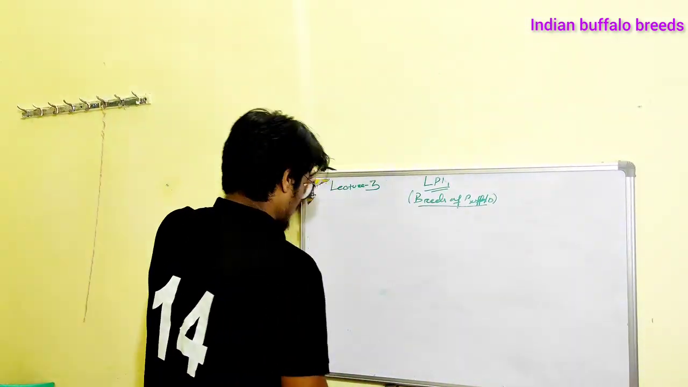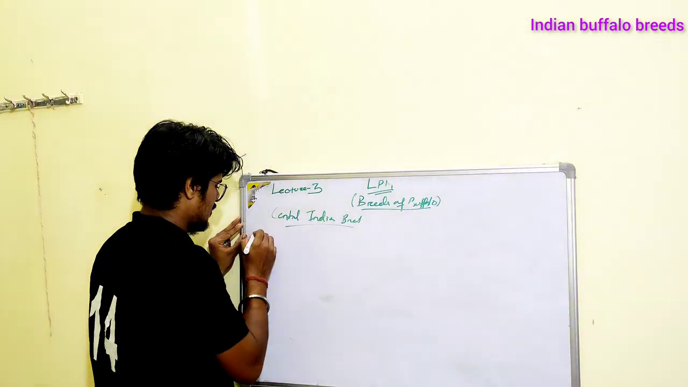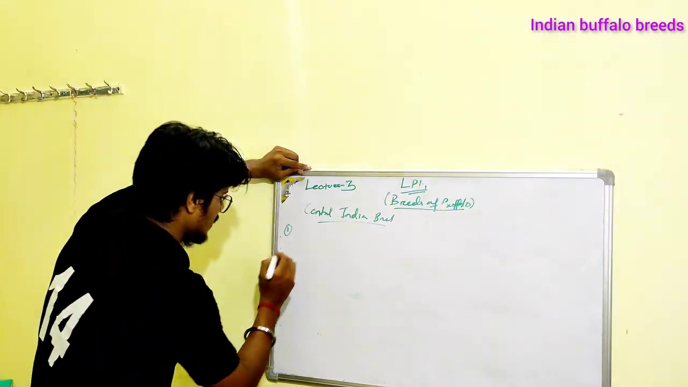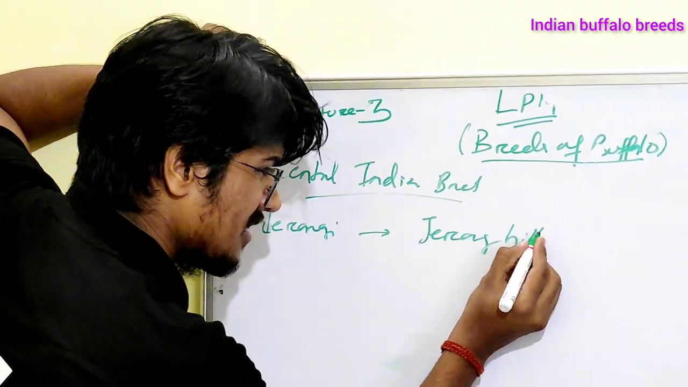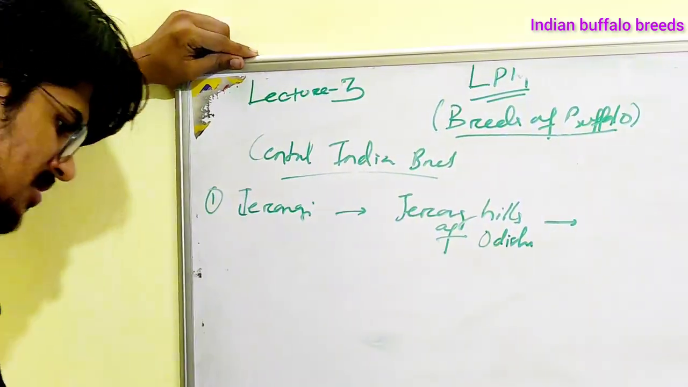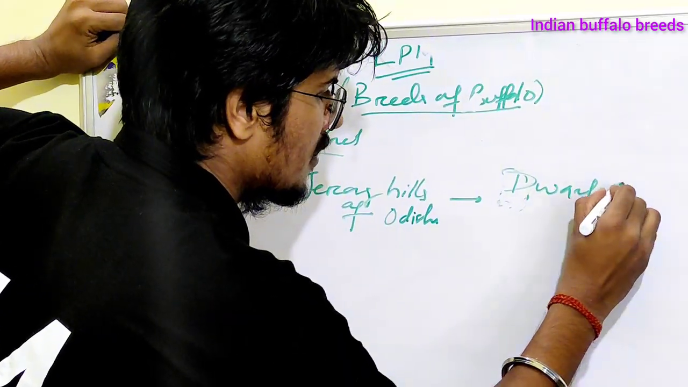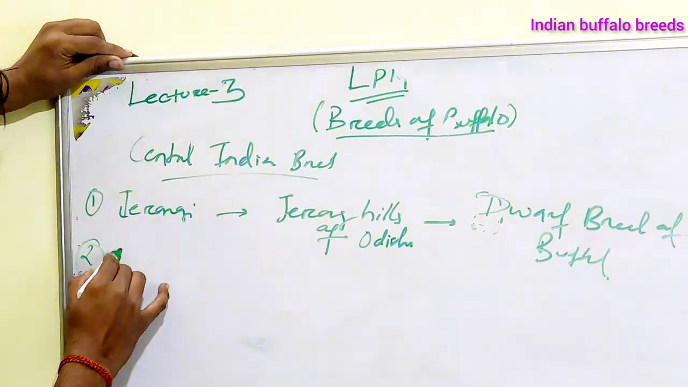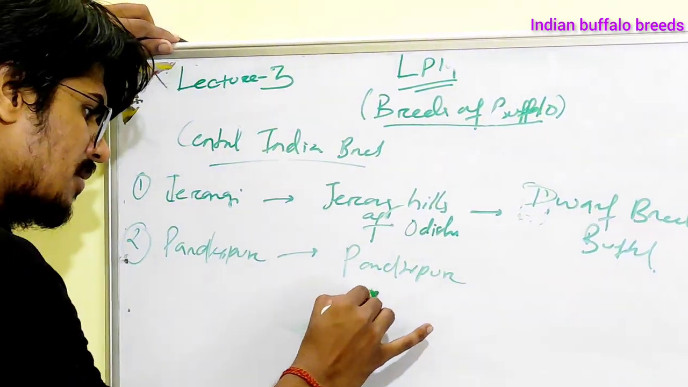The next breeds of buffalo are from Central India breeds. Number one is Jerangi Hills of Odisha. Jerangi Hills of Odisha. Important is dwarf breed of buffalo. Okay, next, number two, Pandharpuri, Maharashtra.